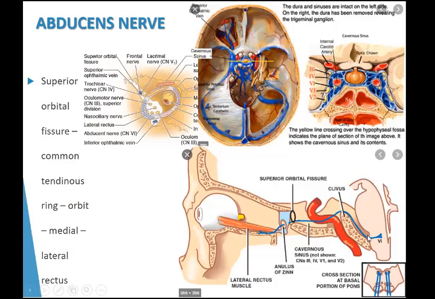Pons और medulla के junction पे से emerge की, runs over ये clivus है, ये clivus है, and this is the apex of the petrous temporal. So it runs over the clivus, crossing the apex of the petrous temporal bone, enters the substance of the cavernous sinus with the internal carotid artery, and then it passes through the superior orbital fissure.